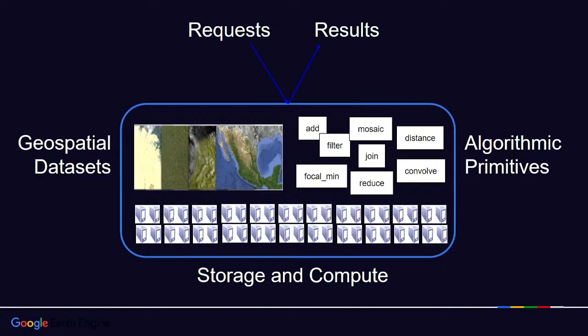Basically, Google Earth Engine works on a client server model. You write a request on the client side. All the geospatial data sets and operations on them, algorithmic primitives, storage and computation, everything is done on Google's cloud infrastructure. On your browser, you just write a processing request in JSON form that is submitted to the Google Cloud server, and the results are returned to you in the form of an image or JSON. So this is a client server architecture.